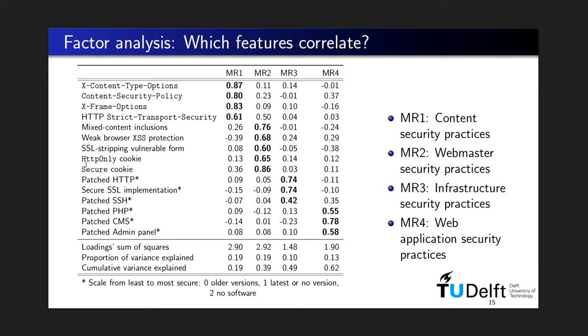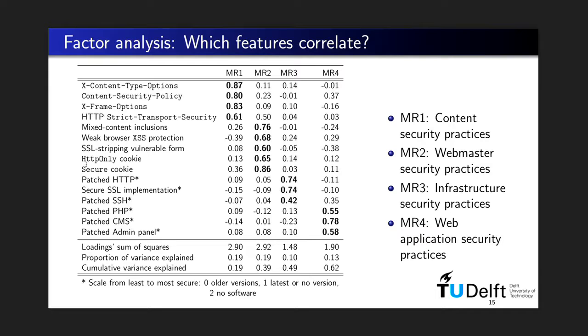How did we do that? Well, we used a statistical analysis called factor analysis. This method takes into account all the unknown or unobserved factors. And it gave us four different factors that we named: content security practices, the practices done by webmasters, the infrastructure security practices, and the web application security practices. If you look at factors 1 to 4, you see also that the features with the highest correlation are in line with the name of the variable.